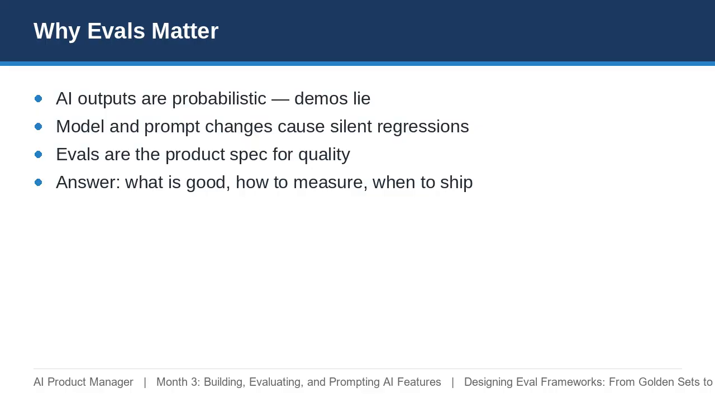AI features behave probabilistically, so the same input can give different outputs, and a model upgrade can quietly break what worked yesterday. A polished demo tells you nothing about reliability. An eval framework is essentially the product spec for quality. It answers three questions: what does good look like, how do we measure it, and what score is good enough to ship?